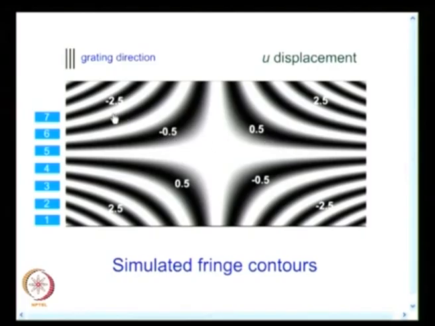This is the first observation. The second observation is that the fringe pattern comes with an indication of what grating direction has been used. When you go to moire, for me to reveal the displacement information, I have to use a grating, and the grating direction dictates what component of displacement I get. And I would like you to have a reasonable sketch of this, and when you do this, you will have an idea how the whole field pattern looks.